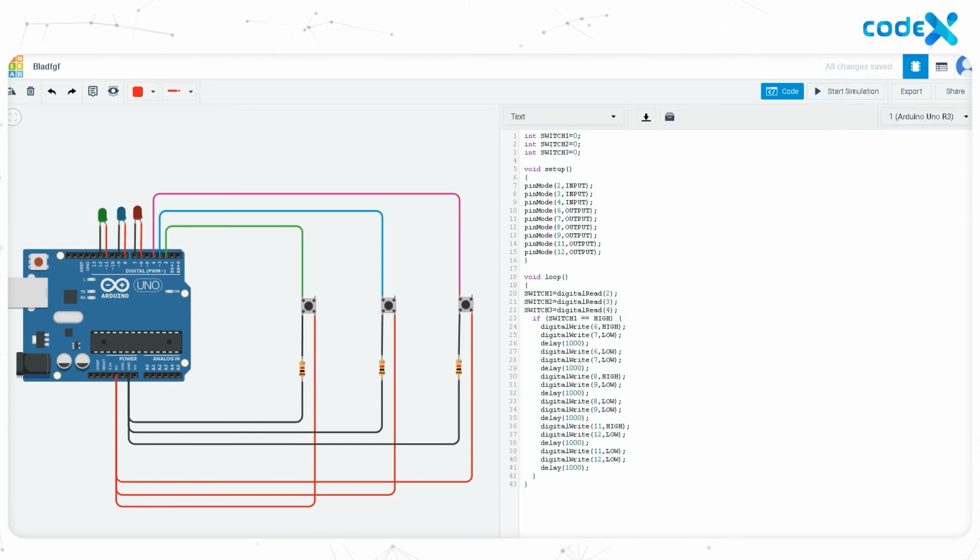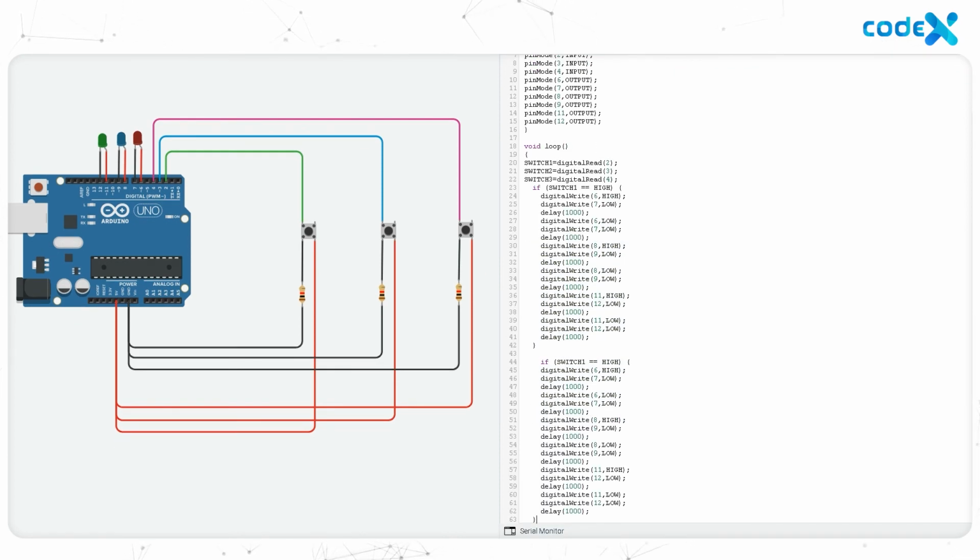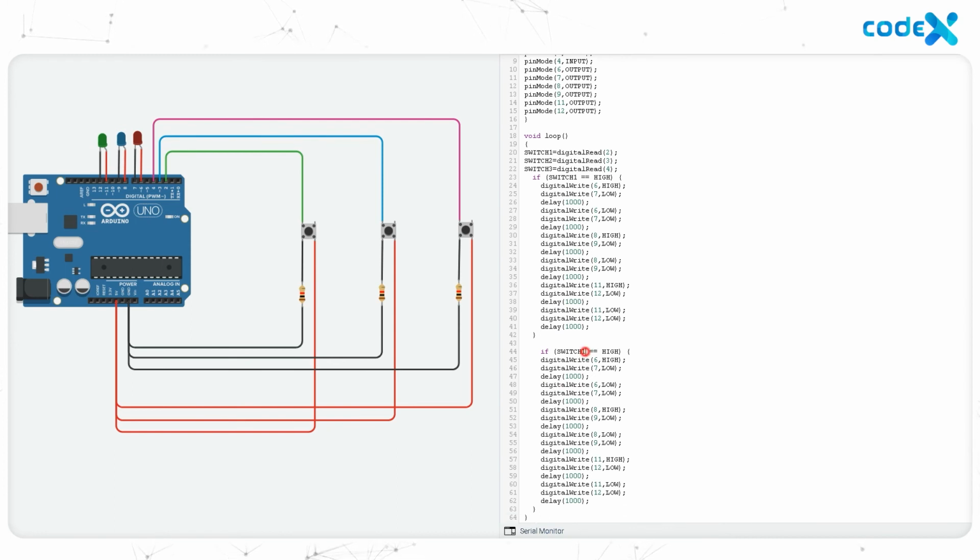Similarly, we can write coding for the second switch. For that, copy the entire code for the first switch and make space below the closed curly bracket for the first if condition. Then paste it and just scroll up the code.